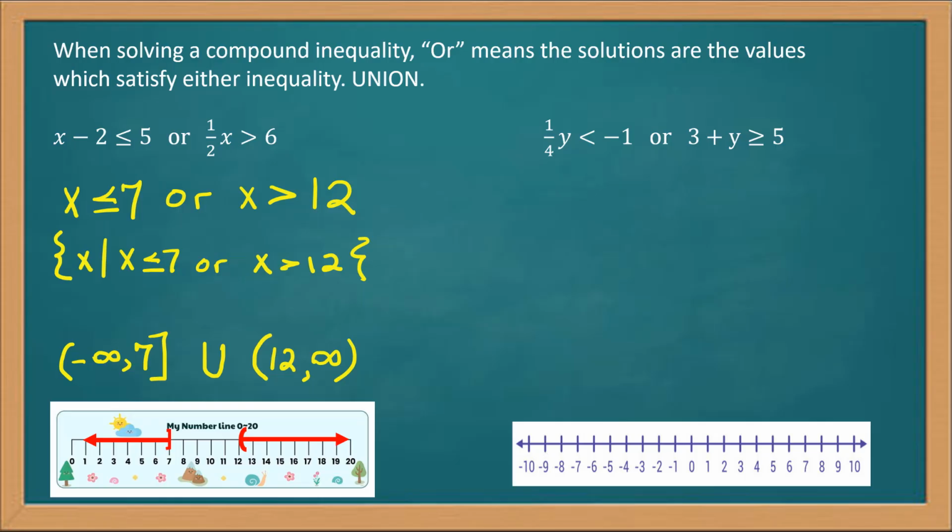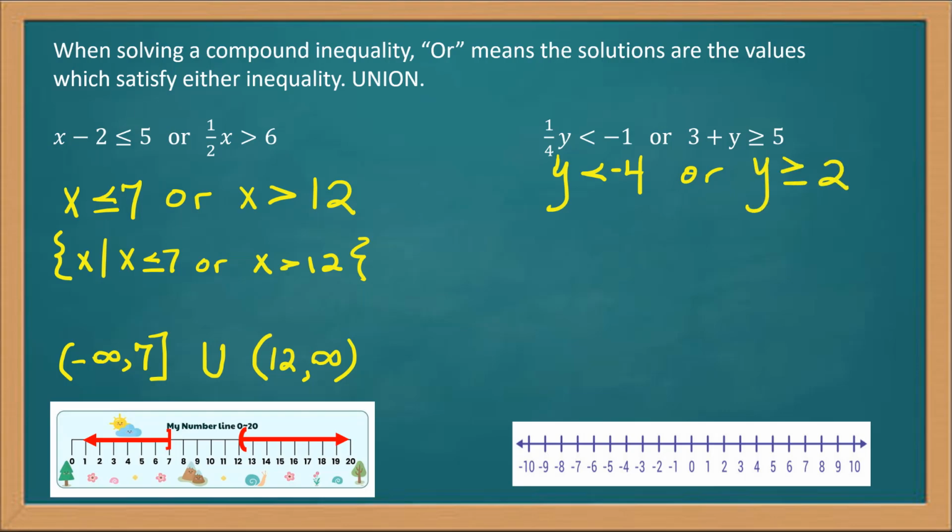Okay, so the next one has 1/4 y is less than negative 1, or 3 plus y is greater than or equal to 5. So again, you're going to isolate y. So you'll have y is less than negative 4 right there. And then you'll have or y is greater than or equal to 2.